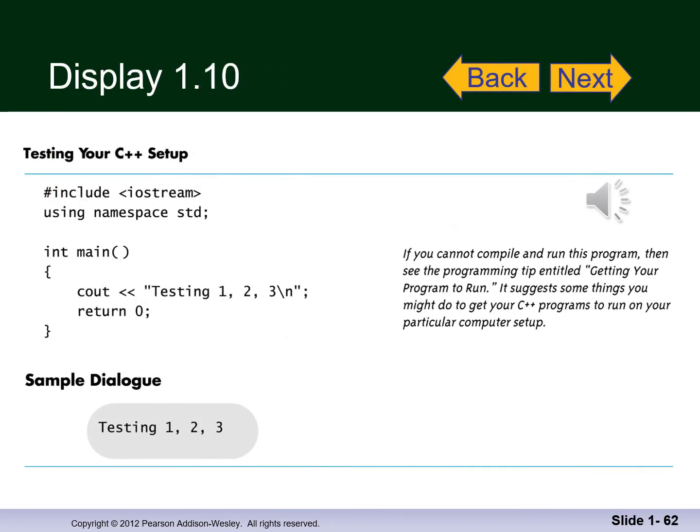Here's the code I want you to type into the C++ editor, compile, debug, and adjust if you have problems. It's a very simple program that outputs Testing 1, 2, 3. That's all it does. If it runs successfully, a window will pop up and you'll see Testing 1, 2, 3. This should not be a problem for you, but please go through the process of doing this so you become familiar with how the editor and the compiler work. Thank you.